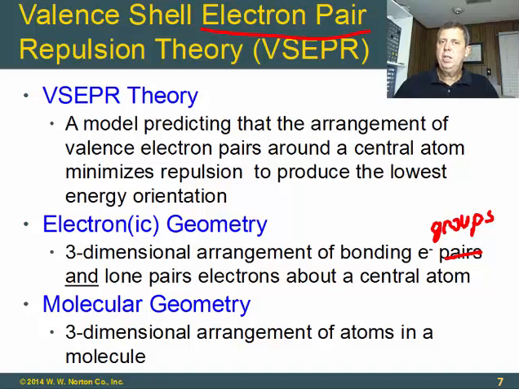So electronic geometry really tells us the angles between groups of electrons, whereas the molecular geometry is looking at just what shape the atoms themselves form. A little subtle difference, and we'll go through this and give you some examples so it'll make more sense later on.